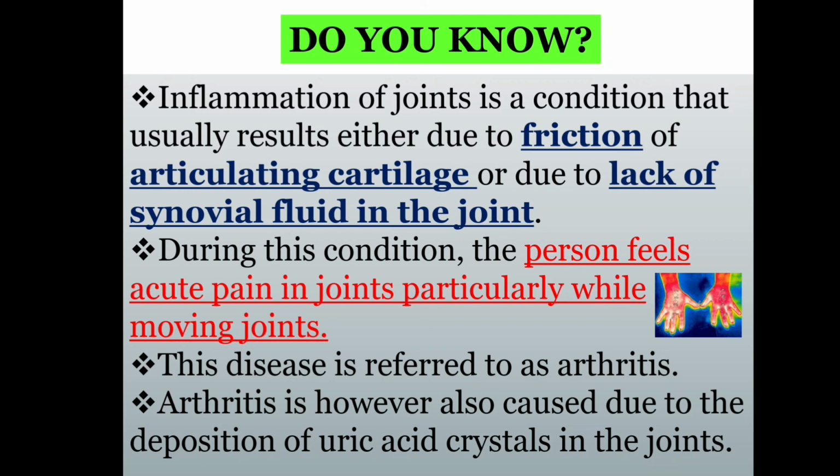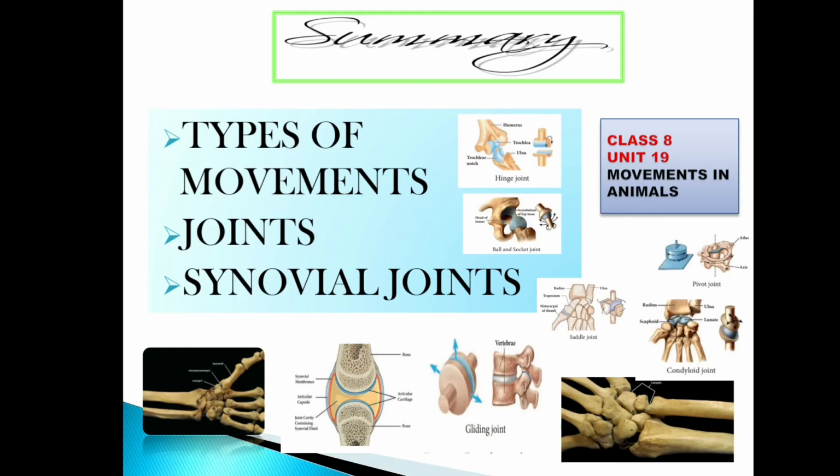During this condition the person feels acute pain in the joints, particularly while moving the joints. This disease is referred to as arthritis. Arthritis is, however, also caused due to the deposition of uric acid crystals in the joints. Summary of the video: we discussed types of movements, joints, and synovial joints. This is to be continued.